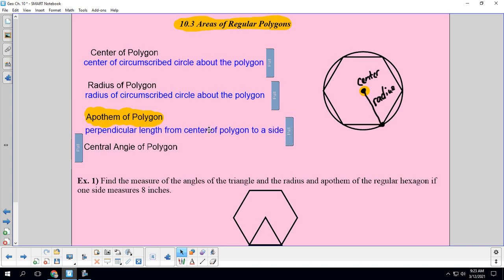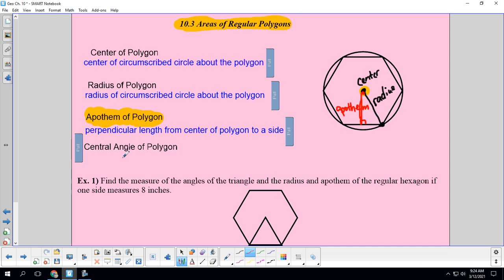It is the perpendicular length from the center, so it's going to create a 90-degree angle to the side of the polygon. So it kind of drops perpendicular to the side. Please note the difference between the apothem and the radius. The radius is center to the vertex. The apothem is center perpendicular to the side.